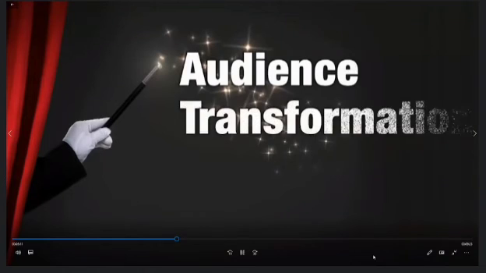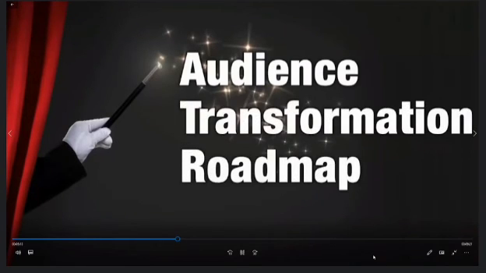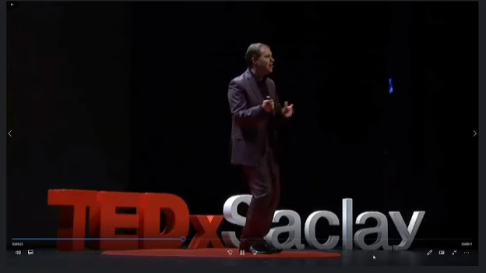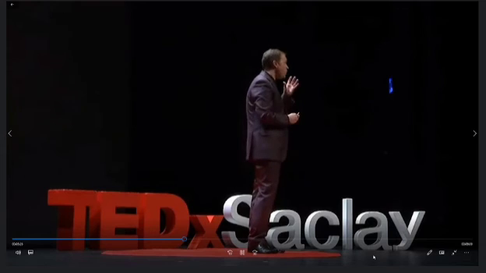Well, every magician needs a magic wand, and here is yours. It's called the Audience Transformation Roadmap. This is a really simple but amazingly powerful technique to understand what your transformational objectives are, and then to brainstorm what you can say, show, and do to transform your audience. So here's how it works.